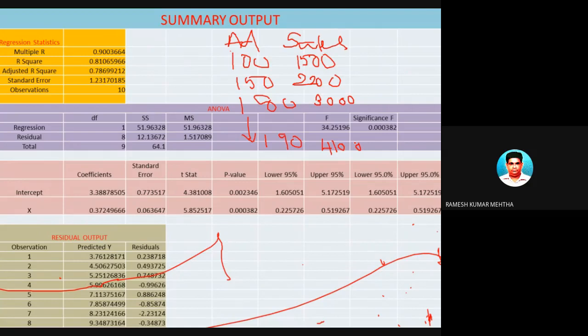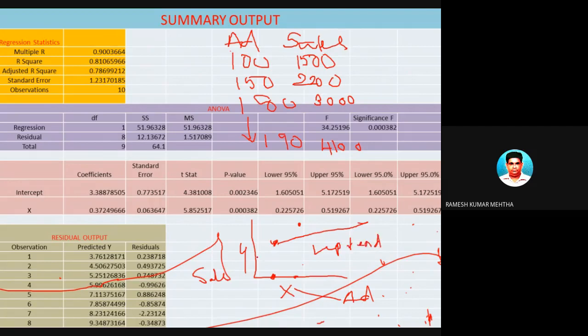So if I plot this on a graph where this is x-axis and this is y-axis, and this is ad and this is sales. So when the advertisement was this much, my sales was this much. When the ad increased to this much, my sales increased to this much, and so on and so forth. So it is something like this. So this is an uptrend. Uptrend means what?